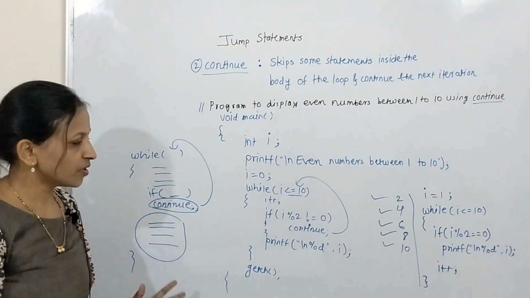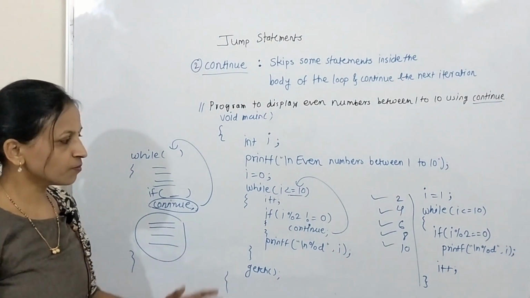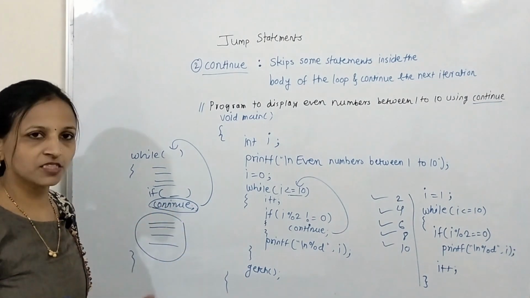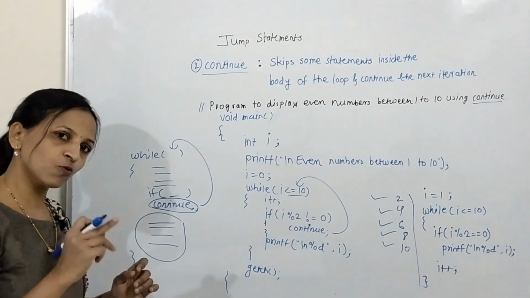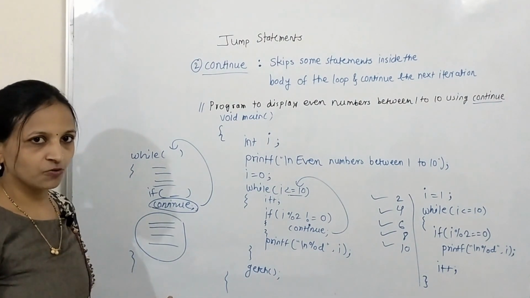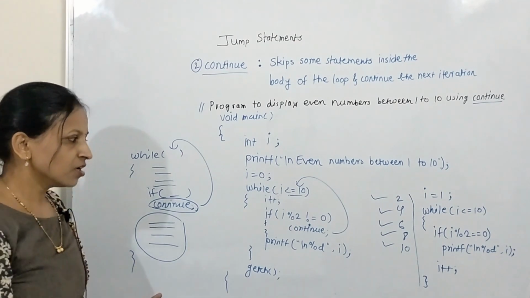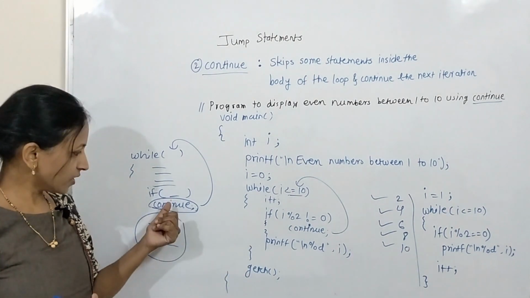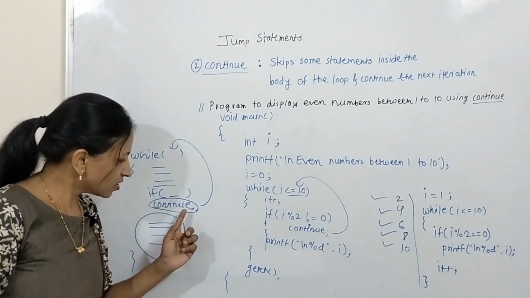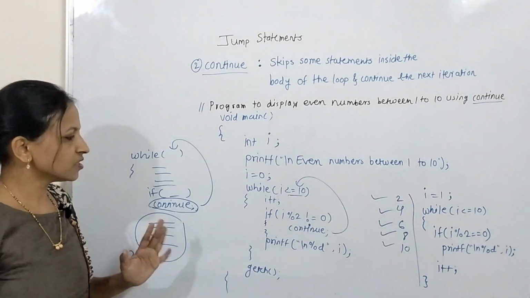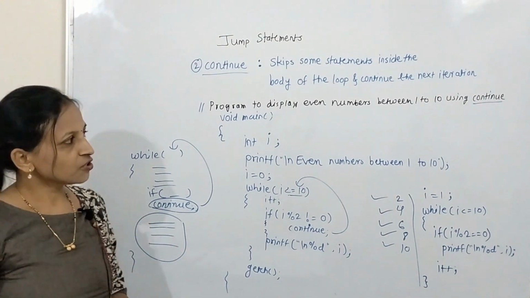Break is used in the same way to come out of the loop instantly; it will terminate the execution of the loop, and continue will terminate only that iteration. This is the difference between break and continue. Break will terminate the execution of that loop, and continue will terminate the execution of the current iteration only. Getting it? This is the difference. Now in this way continue can be used.